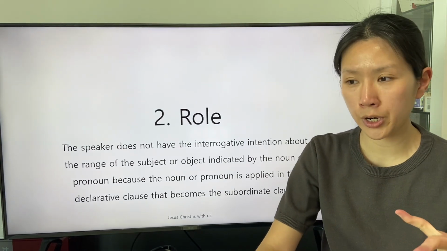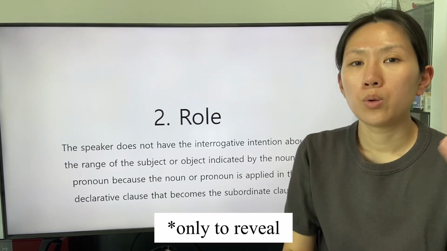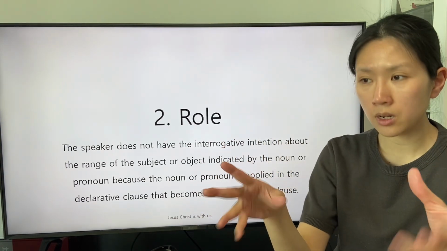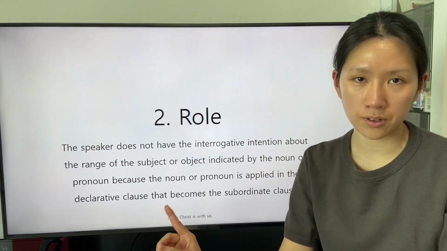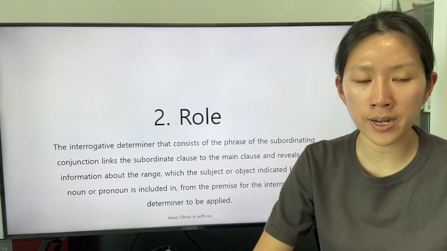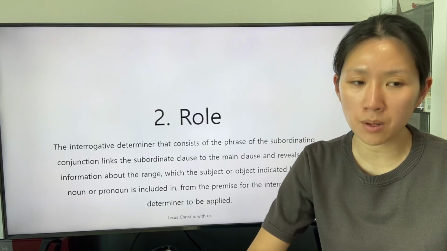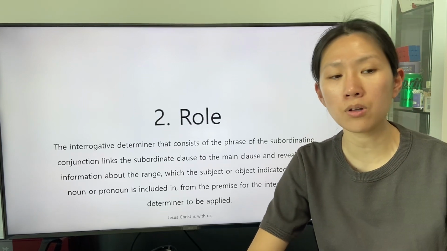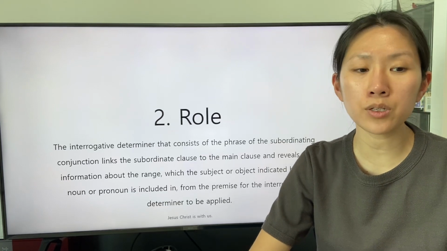The determiner describes the noun or pronoun. The premise for applying the determiner in the interrogative clause. The interrogative determiner that consists of the phrase of the subordinating conjunction links the subordinate clause to the main clause and reveals the information about the range which the subject or object indicated by the noun or pronoun is included in, from the premise for the interrogative determiner to be applied.